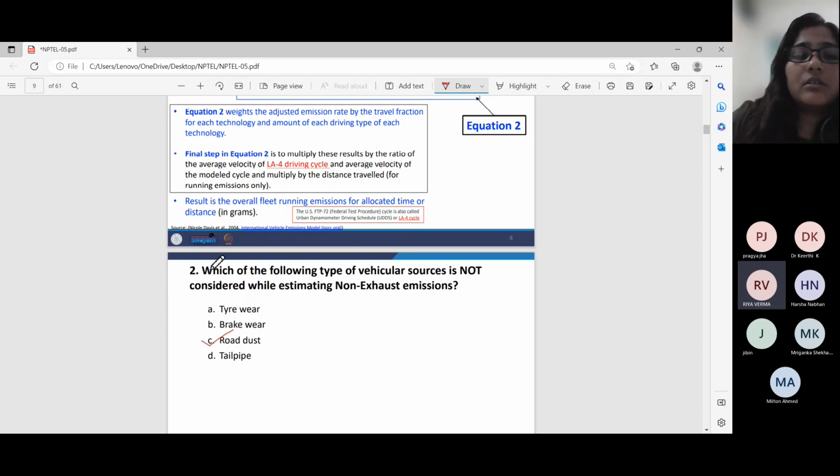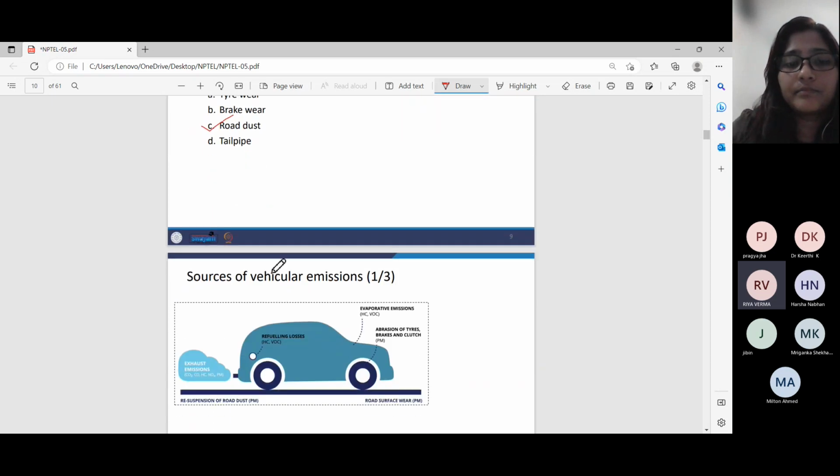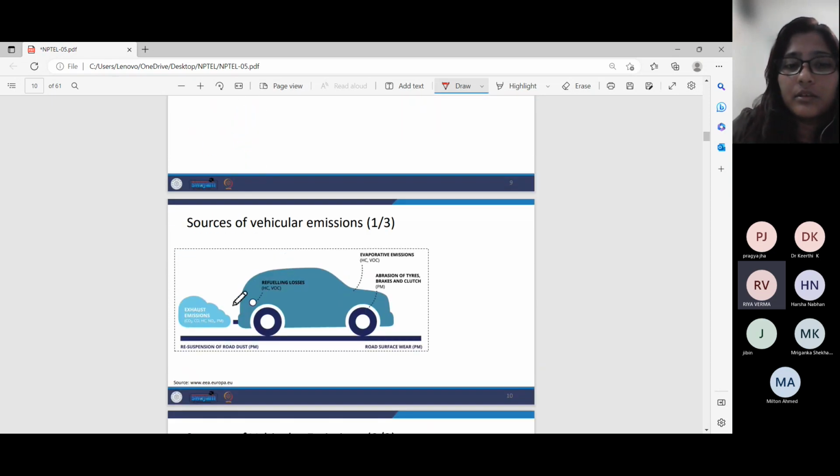But not just the answer, we should know the meaning of all these terms as well. What is tire wear? What is brake wear? What is tailpipe emissions? So for that, we'll be discussing the sources of vehicular emissions in some more detail. Majorly, these are all the vehicular emission sources that we can observe.